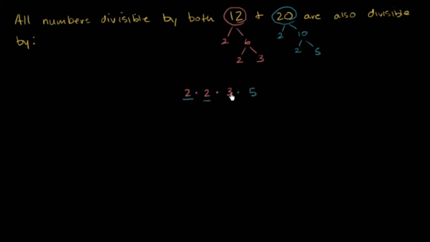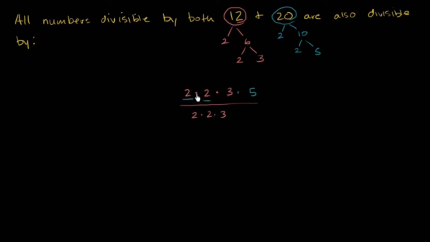And you can verify this for yourself, that this is divisible by both. Obviously, if you divide it by 20, let me do it this way. Dividing it by 20 is the same thing as dividing it by 2 times 2 times 5. So the 2's are going to cancel out, the 5's are going to cancel out. You're just going to have a 3 left over. So it's clearly divisible by 20. And if you were to divide it by 12, you divide it by 2 times 2 times 3. This is the same thing as 12. And so these guys would cancel out, and you would just have a 5 left over. So it's clearly divisible by both.